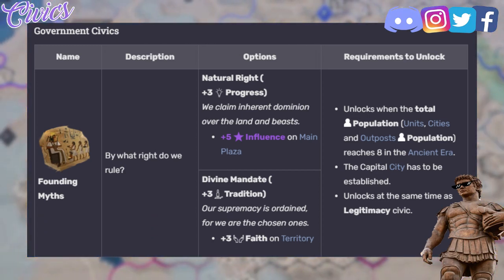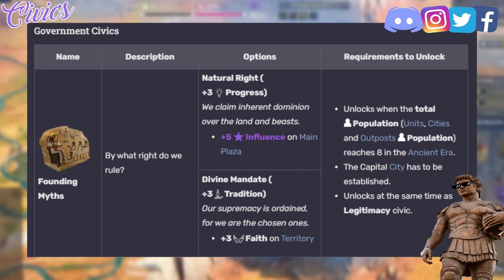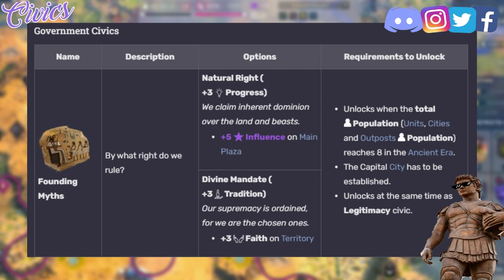Unlocks when the total population, units, cities, and outposts population reaches 8 in the ancient era. The capital city has to be established. Unlocks at the same time as legitimacy civic.